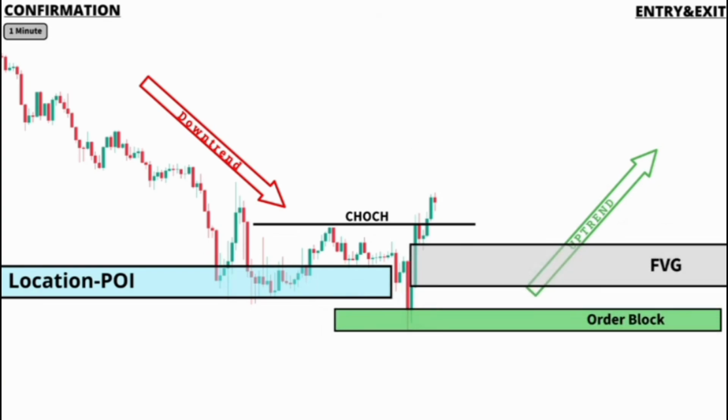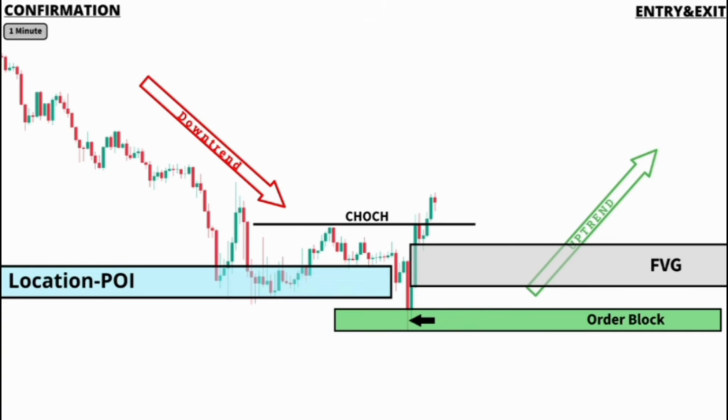Look at the 1-minute chart. The CHoCH happened here. Now focus on the bullish move that created it. The last bearish candle before that rally is the order block. This is the candle where smart money likely accumulated buy orders before pushing the market higher.